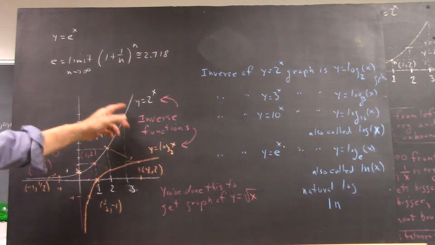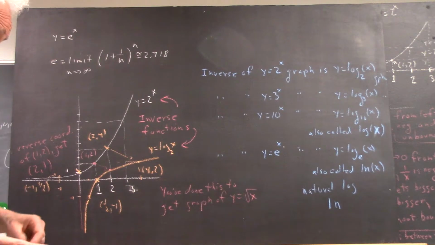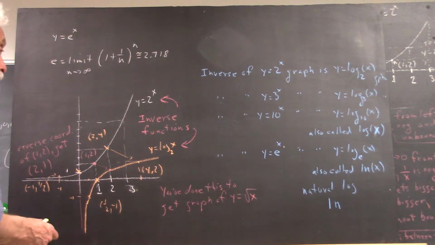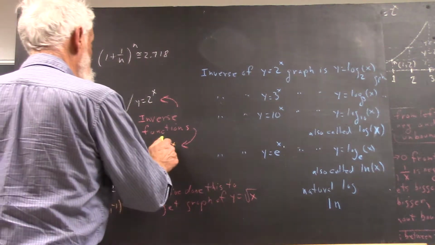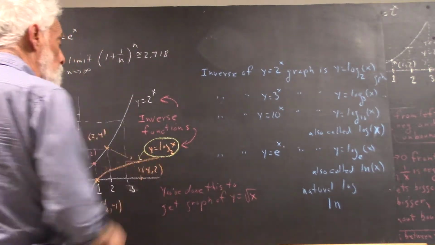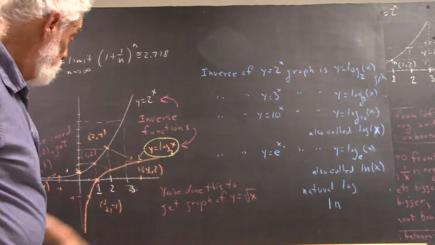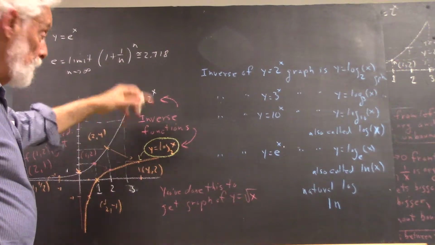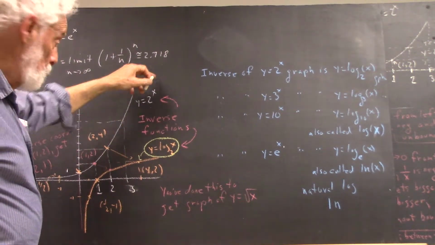So there's an inverse function. Now, this function has a name. This is called y equals log to the base 2 of x. So this graph here represents the base 2 log. This graph, of course, represents the power function with base 2.